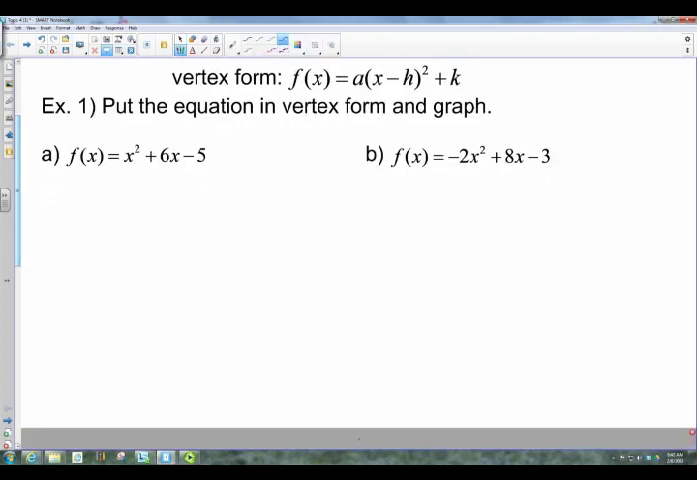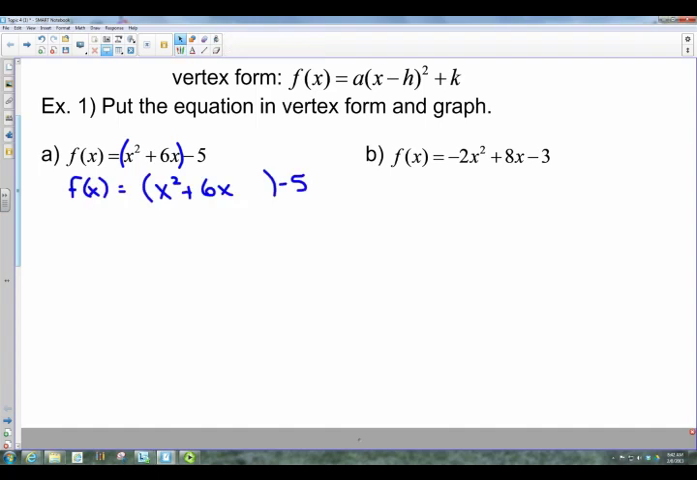First example. It says put the equation in vertex form and then graph it. Now there's a couple different ways to do this, and I'm going to show you two ways. The first way is using the completing the square method. So I'm going to group these first two things together here. Okay, so I've got f of x equals parenthesis x squared plus 6x, and then my minus 5 is going to stay on the outside.